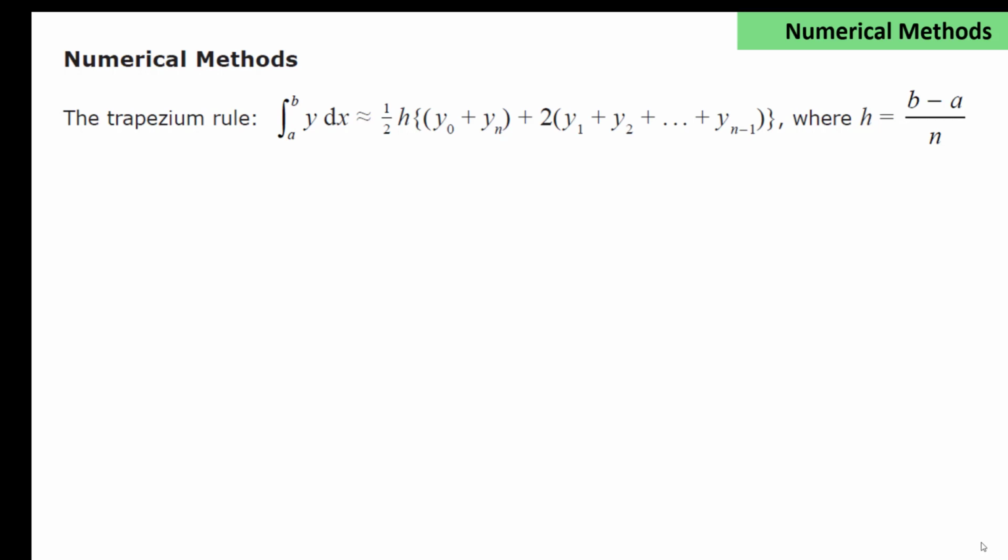Next, let's take a look at numerical methods. First, the trapezium rule. The trapezium rule approximates a definite integral by splitting the curve into a number of equally widthed vertical trapeziums. The width of each trapezium is h, b minus a over n, and n is the number of strips. Let's look at an example.